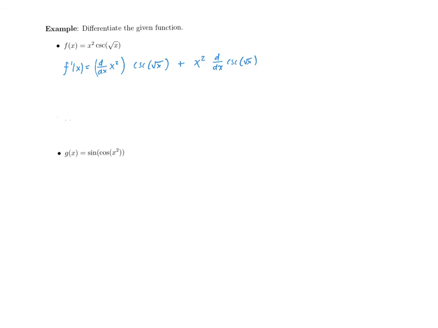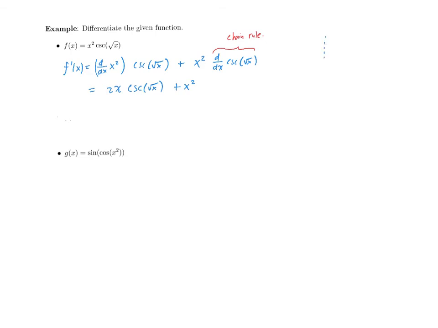And note the derivative of this second function, cosecant of square root of x, this is where the chain rule comes into play. So working left to right, the derivative of x squared is 2x by the power rule. Should be familiar and hopefully effortless at this point. Plus x squared times the derivative of cosecant of square root of x.